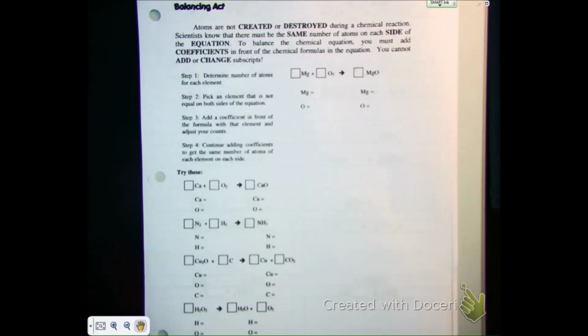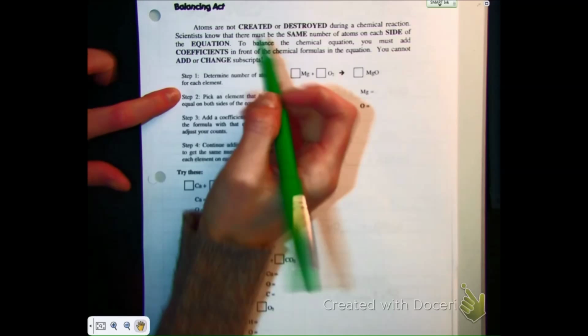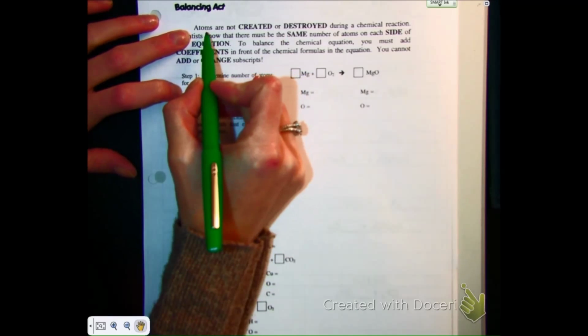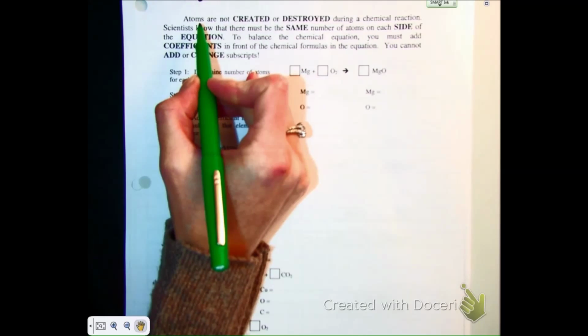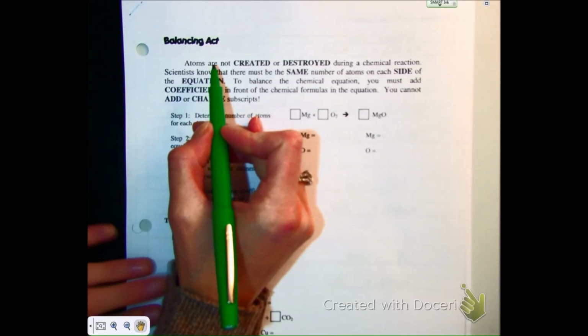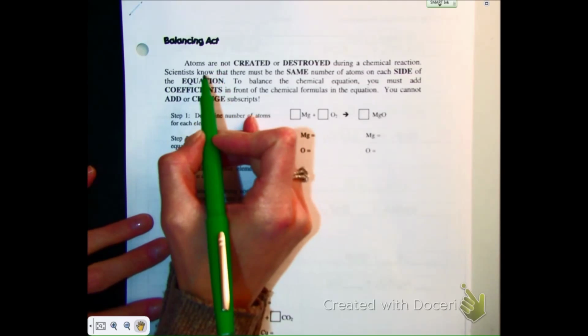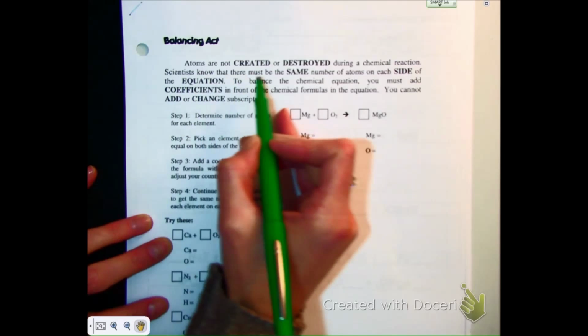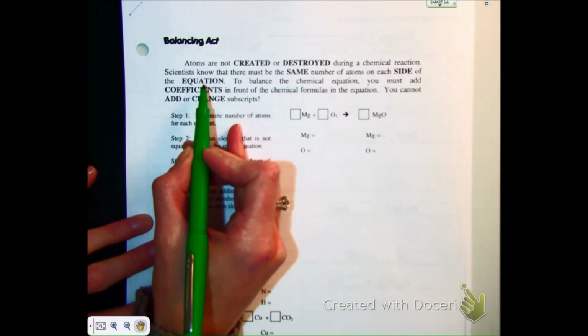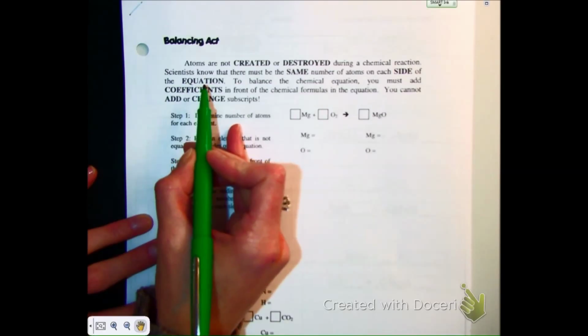So we're going to begin by reading the directions, and what's helpful here is this reiterates the information that we just covered as we learned how to balance equations. So the information is repeated, that's a good thing. It reminds us of why we balance equations. And here it says, atoms are not created nor destroyed during a chemical reaction. Again, that matter does not poof, disappear, or poof, appear out of nowhere. And scientists know that there must be the same number of atoms on each side of a chemical equation. That reflects the law of conservation of mass.